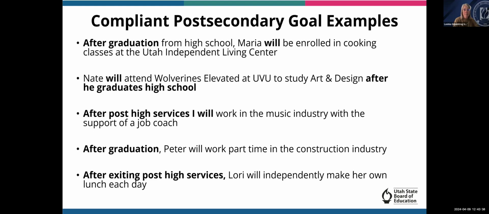Here we go. So here are some examples of ways to write compliant post-secondary goals. After graduation from high school, Maria will be enrolled in cooking classes at the Utah Independent Living Center. So it's got that statement of when it's going to occur, after she graduates. It's got active language, Maria will, and it says exactly what she'll be doing. She'll be enrolling in a cooking class at the Independent Living Center. So this is an example of a post-secondary goal for further education and training.